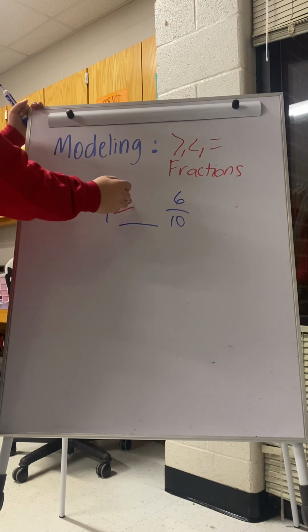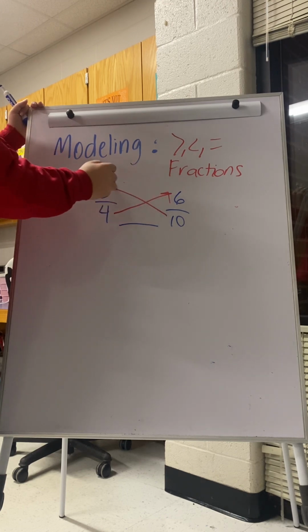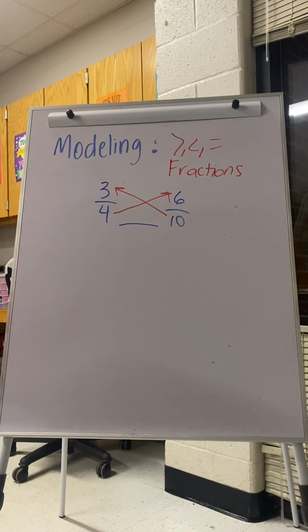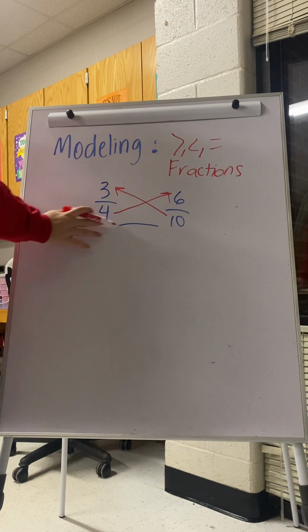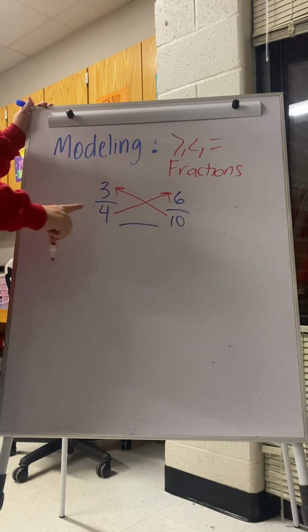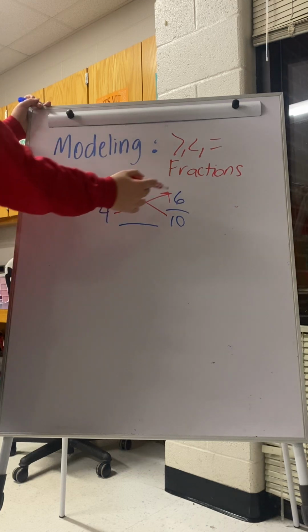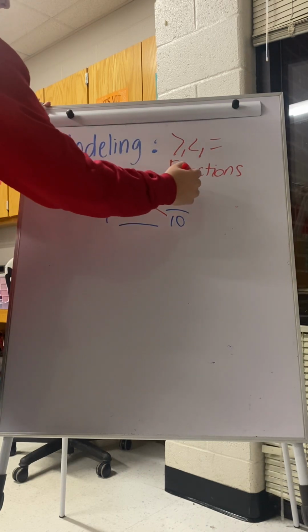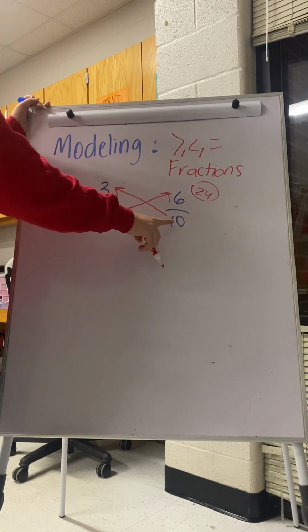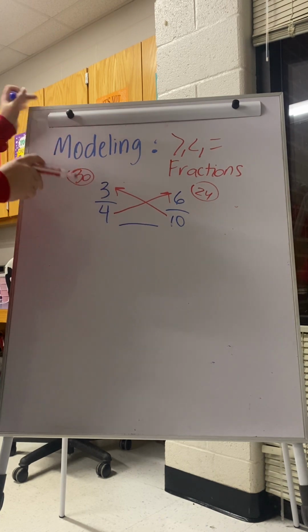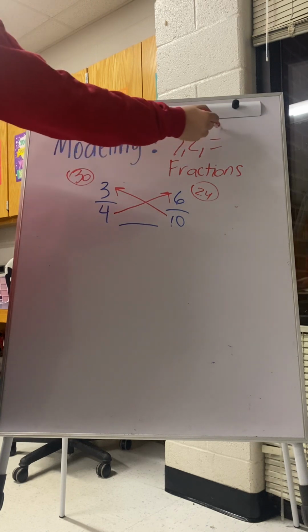So I'm going to cross multiply. And some of you are going to say, Ms. Hatcher, we do that to find equivalent fractions. Yes, we absolutely do. But we can also use it to find if this is greater than this and vice versa. So 4 times 6 or 10 times 3, it doesn't matter where we start. 4 times 6 gives me 24, that's right. And 10 times 3 gives me 30. Well, I instantly see they're not equivalent, so I can definitely cross that out.